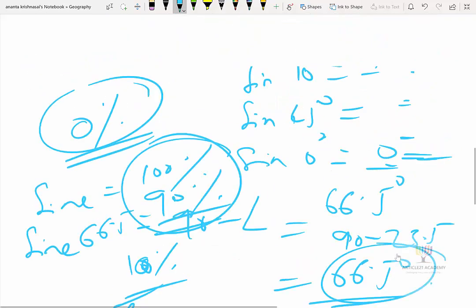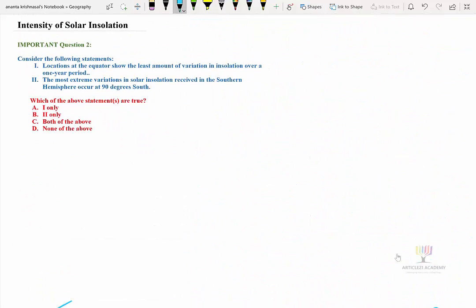So if you look at the question now, you find that the first statement, which says that the locations at the equator show the least amount of variation in terms of insolation over a 1 year period, is correct because the variation is only to the extent of 10%. And the second statement says that the most extreme variations in solar insolation received in the southern hemisphere occur at 90 degrees south, where in this statement he is specifically considering the South Pole.